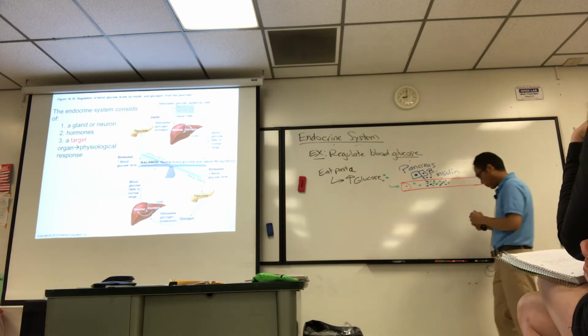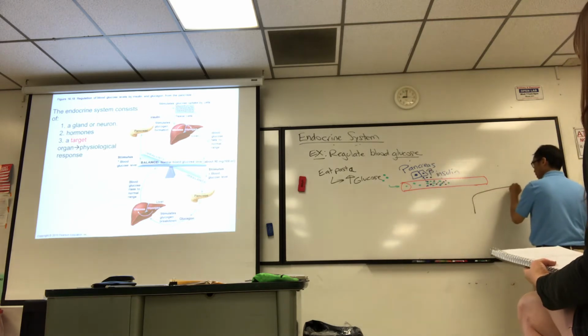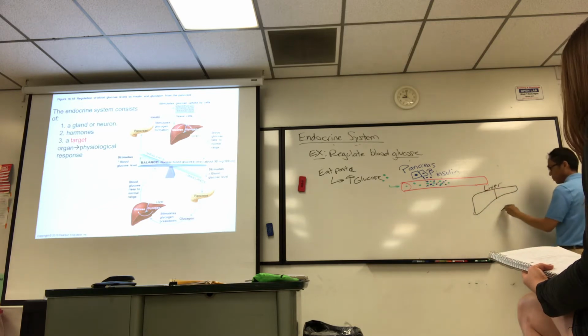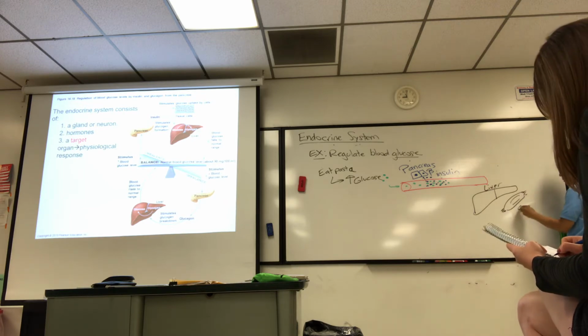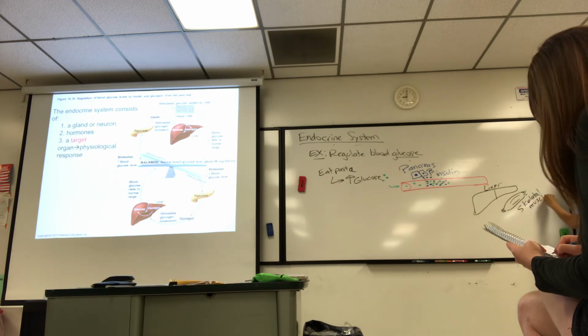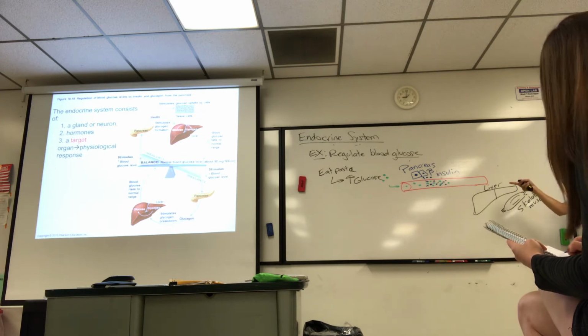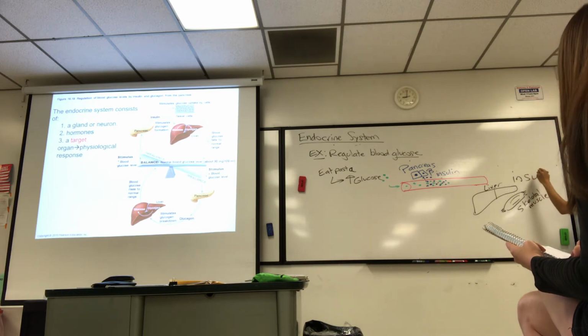So liver, like that. Skeletal muscle. These are, let's call them, insulin-sensitive tissues. They'll present receptors that can actually bind insulin and respond to it. Insulin.